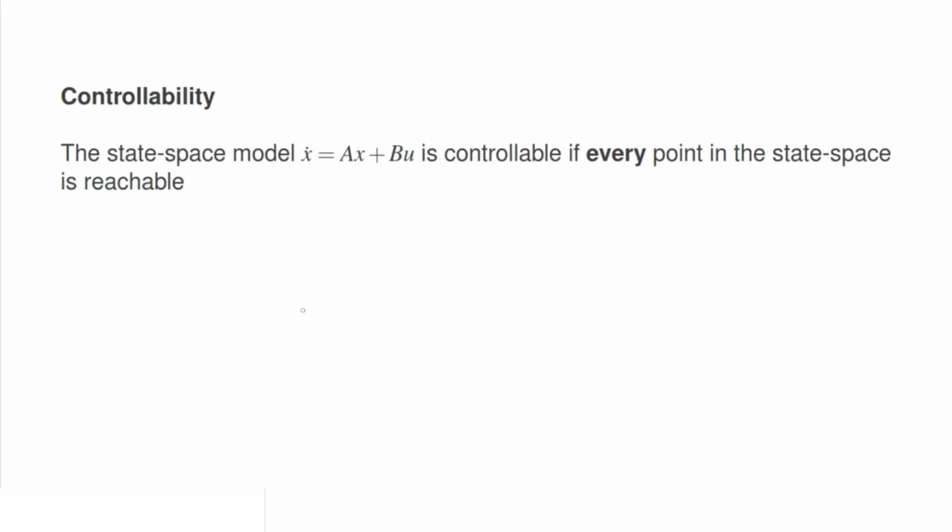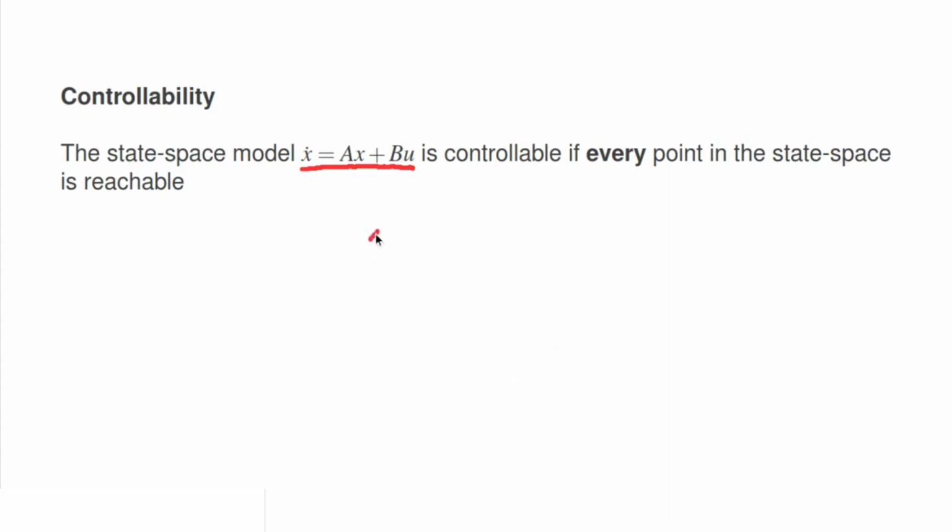So now we've dealt with reachability, it's time for our second concept of the day, that of controllability. Reachability was a property of individual points within the state space. In contrast, controllability is a property of the state space model itself. In particular, a state space model is said to be controllable if every single point in the state space is reachable. So what does that mean?